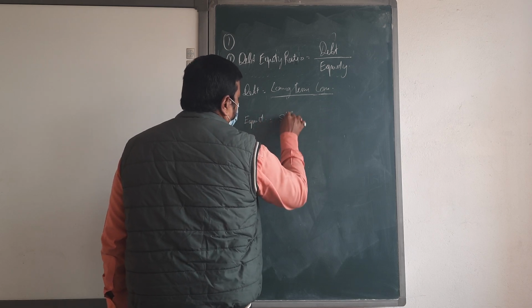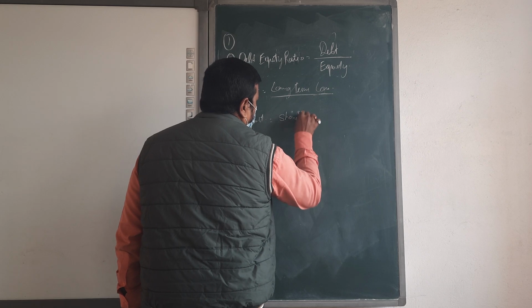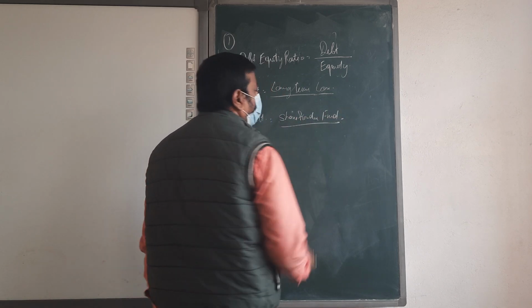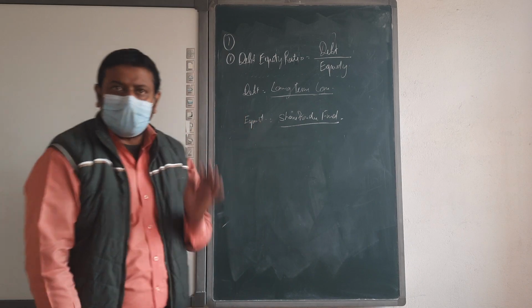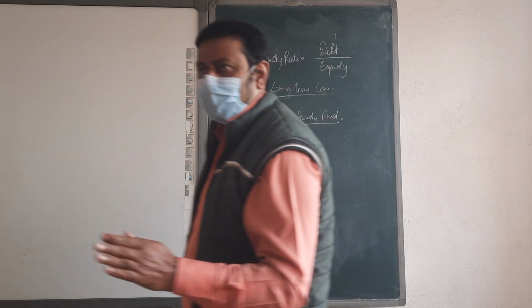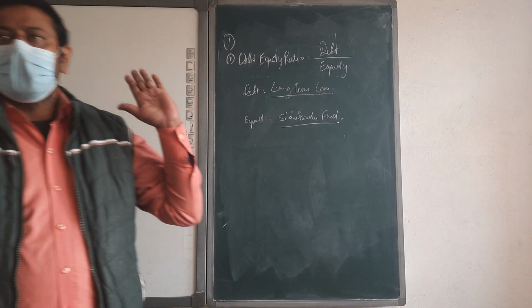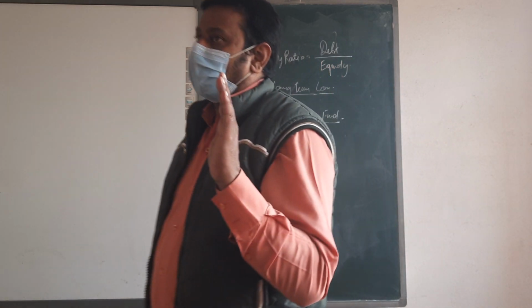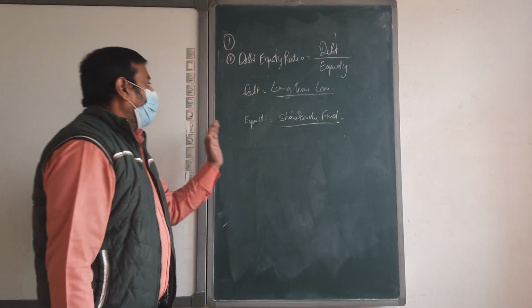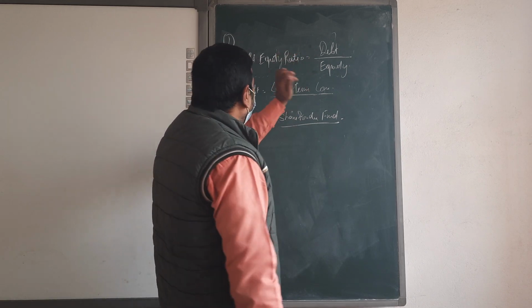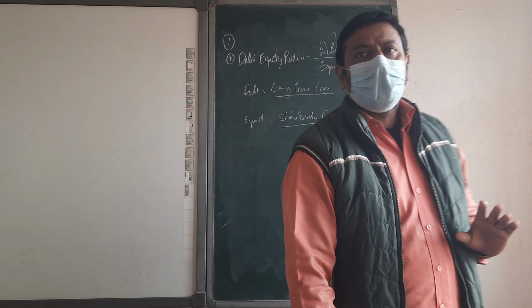it is equal to shareholder fund, and in this shareholder fund we are taking three things, mainly three things: share capital, equity and preference, reserve and surplus. Okay, three things we are taking. After that we are going to put the values here and then calculate the debt equity ratio.